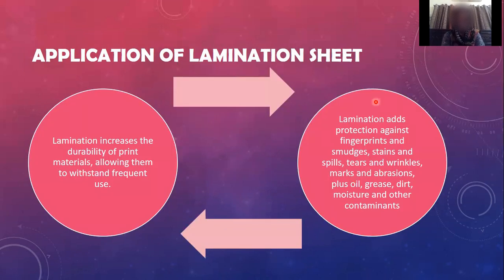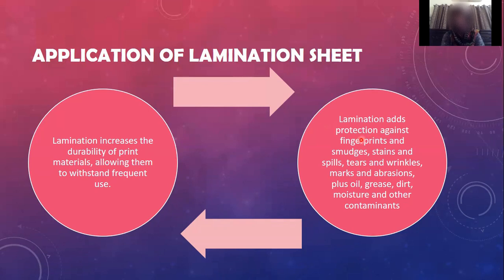Next we have applications of laminating sheet. How can laminating sheet help? Laminate increases the durability of print material. As we discussed in the previous slide, printing material is very important, so lamination increases the durability of the printing material and allows it to withstand frequent use.